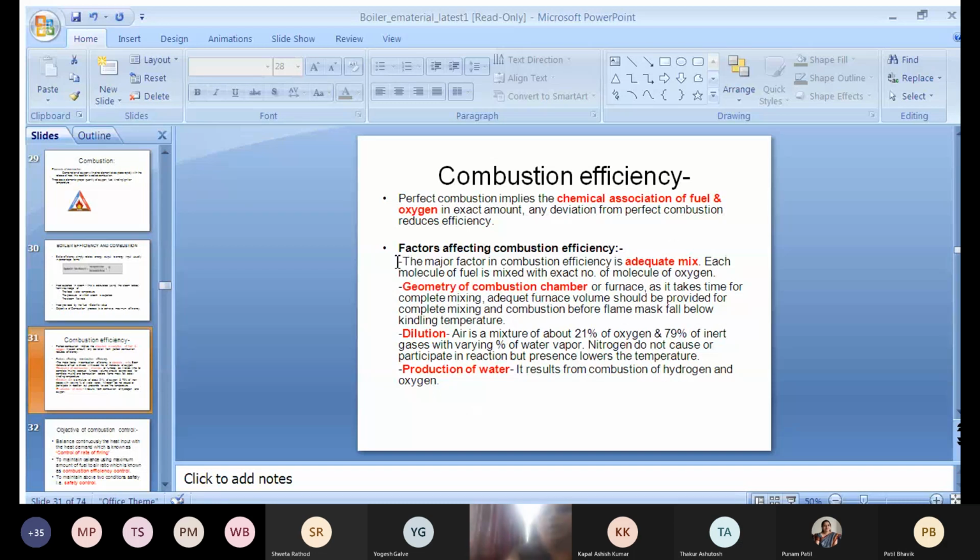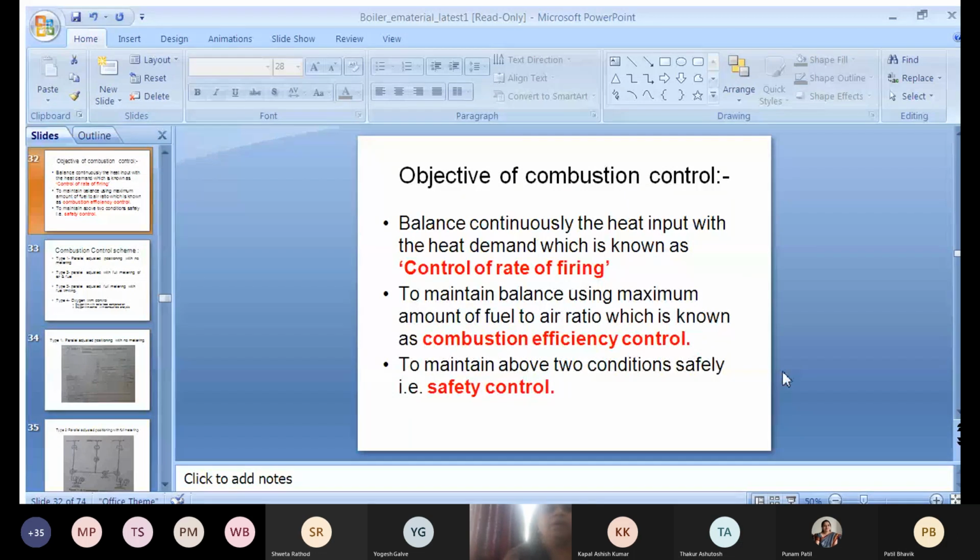Adequate mix and geometry are fixed once the boiler unit is manufactured. Okay, the shape and space are fixed. But for adequate mixing, we can use the draft fan so that it can divert the air onto the fuel, and we can control the excess amount of air by using the control scheme. We will see how.